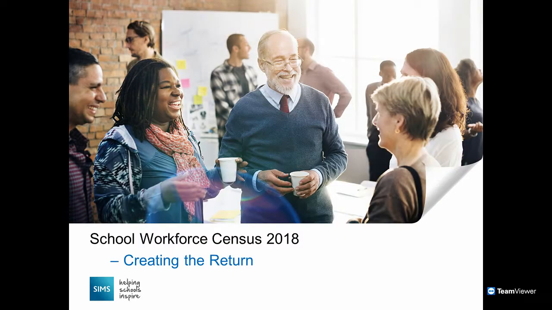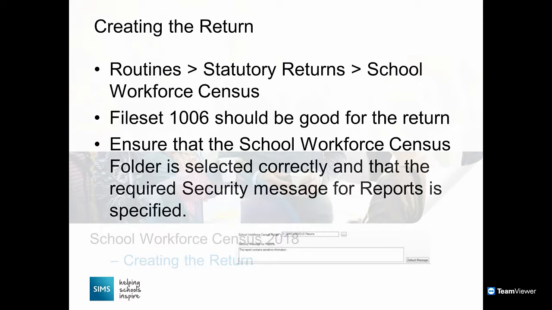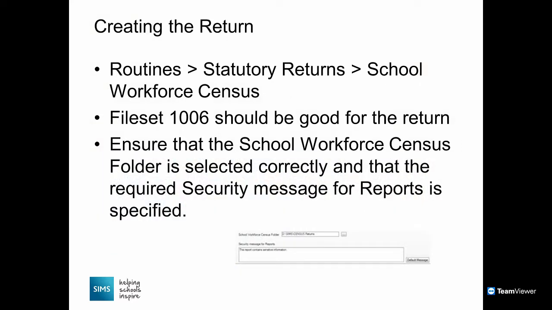Okay, so that's getting ready. If you've done all that, you should then be ready to create the return. To create the return, it's the usual routine: statutory return, school workforce census. File set 1006 should be good for the return. Indeed, 1005 would be as well. We're not aware that the DfE are about to produce any further file sets.